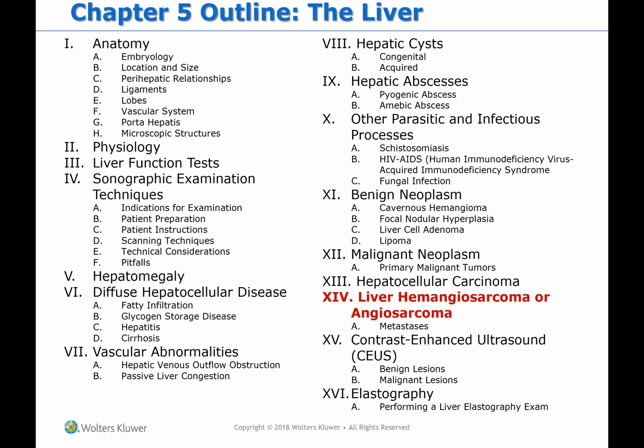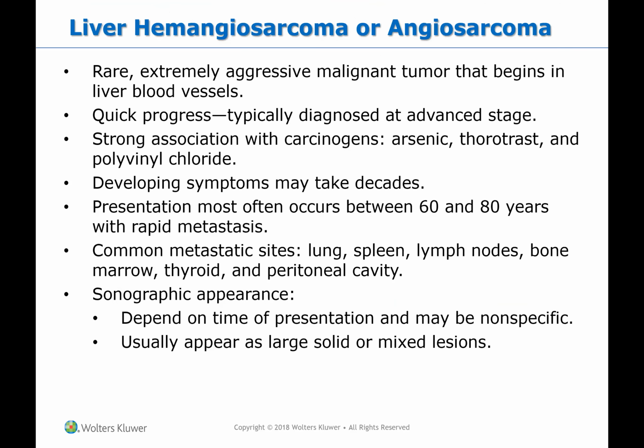Liver hemangiosarcoma or angiosarcoma. This is a rare, extremely aggressive malignant tumor that begins in the liver blood vessels. It quickly progresses, typically diagnosed at advanced stage, with strong association with carcinogens: arsenic, Thorotrast, and polyvinyl chloride. Developing symptoms may take decades.